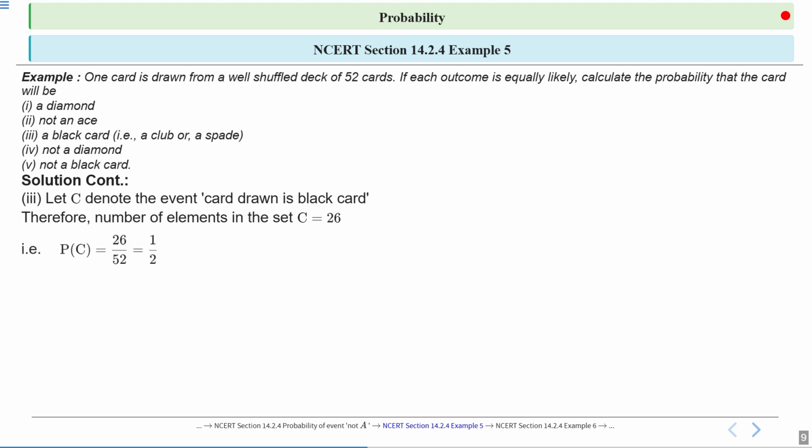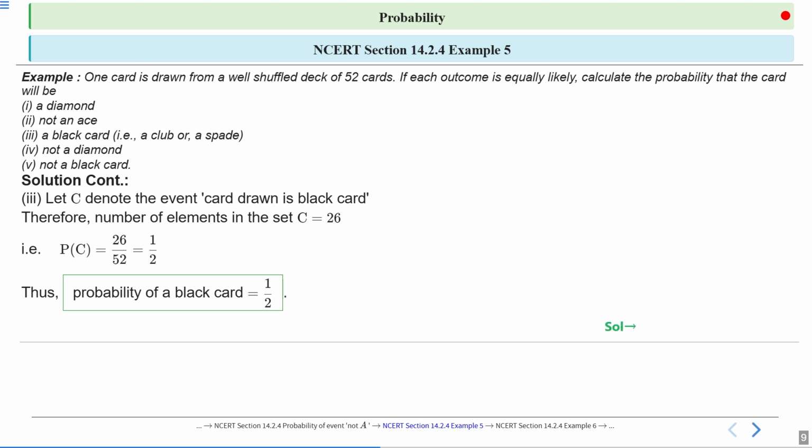And what is the probability of C? The probability of C is the number of elements in set C divided by the number of total outcomes. So the probability of C is 26 divided by 52, which is equal to 1 by 2. So the probability that the card drawn is a black card is 1 by 2. Clear? So I hope it is clear to all of you.